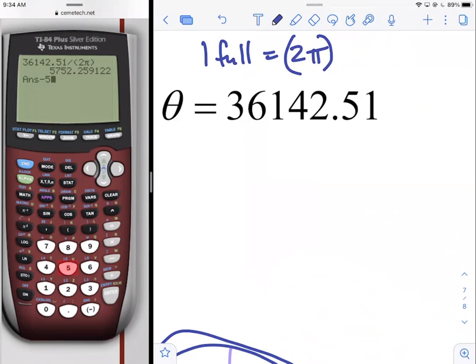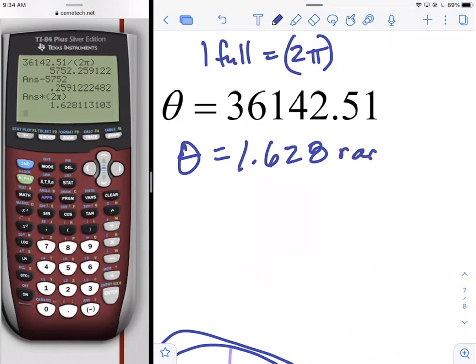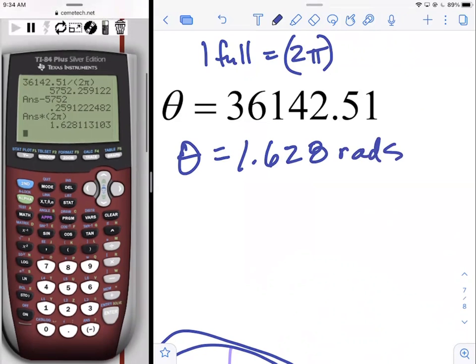So minus 5752, boom. And then times the same number we multiplied, which if you want to put it in parentheses just for safety, that's fine. Boom. And there it is. This is coterminal with 1.628 rads. That is the coterminal angle.